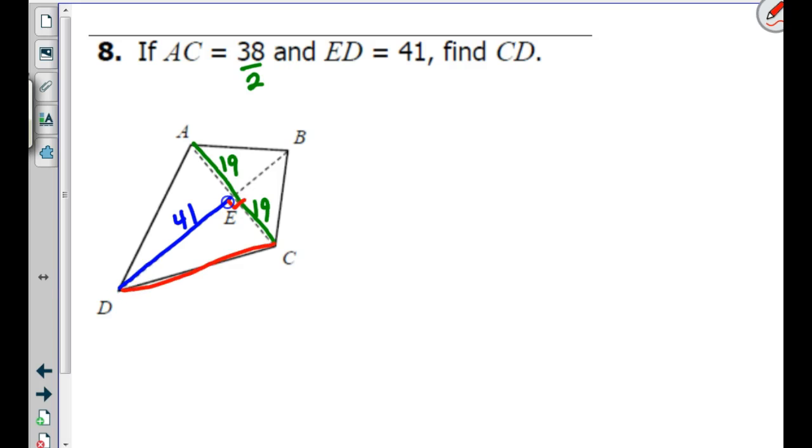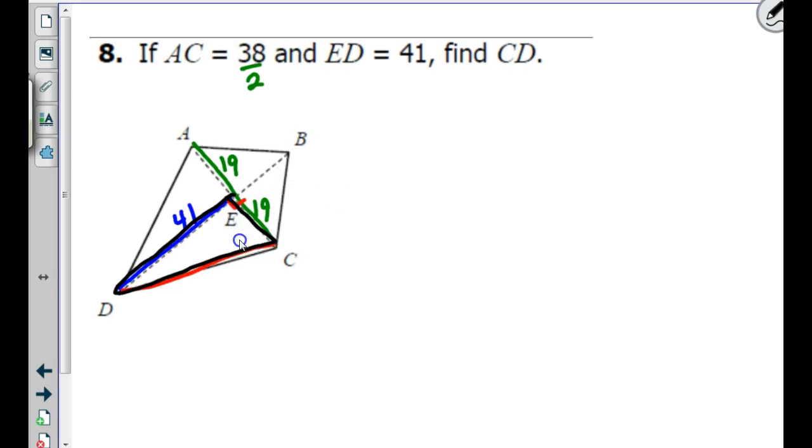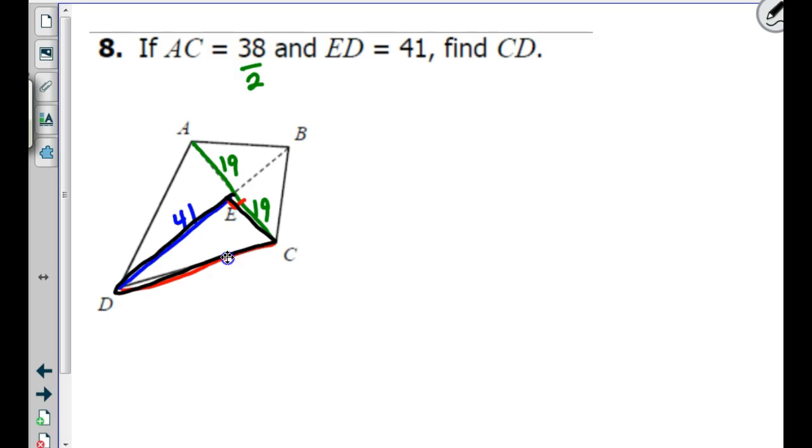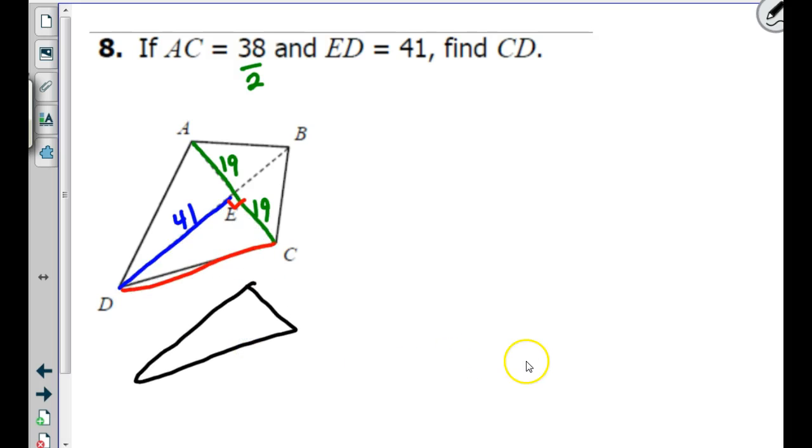Again, this is a 90-degree angle. So if we take this triangle out, I'm going to go over it real quick. Take that one and we slide that triangle out. It had a 41, a 90 here, and a 19 here. We are looking for this side. Well, it's across from the right angle and it's the longest side, so it's the hypotenuse.